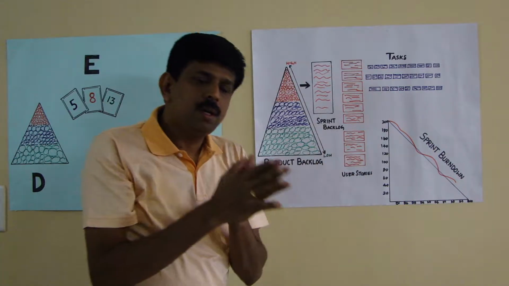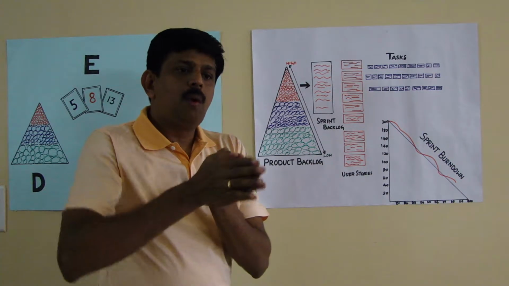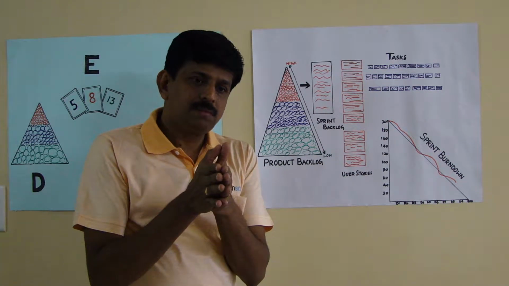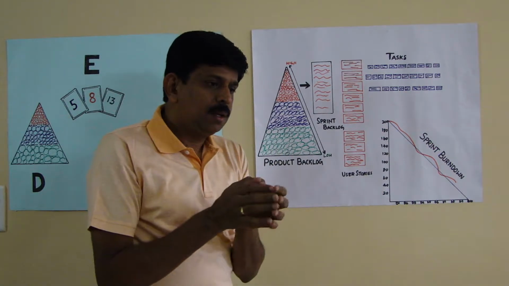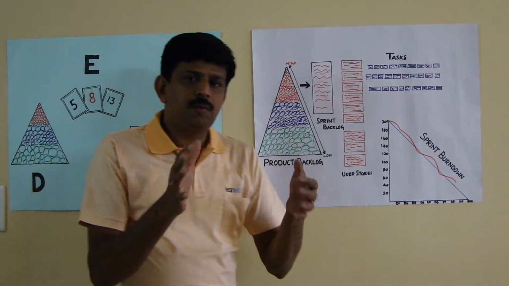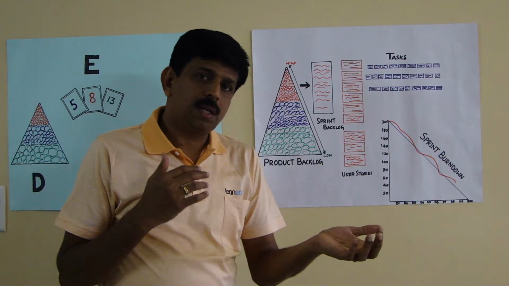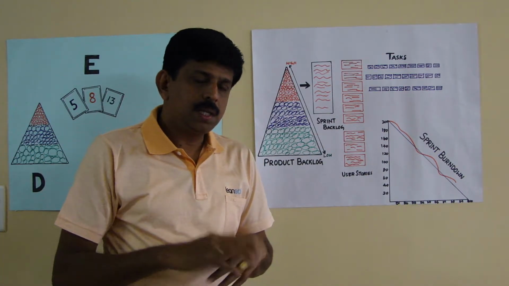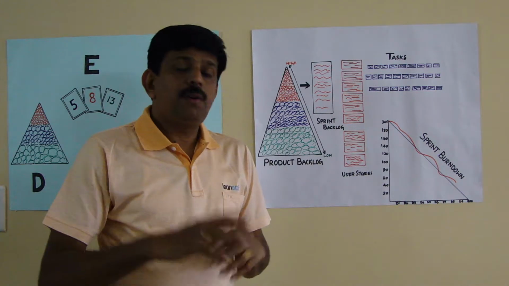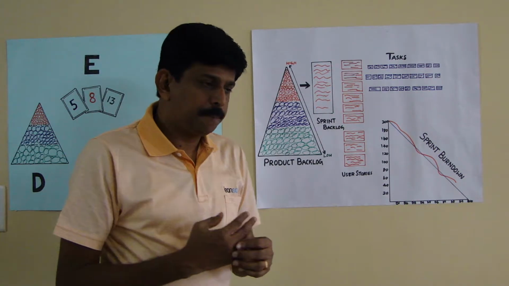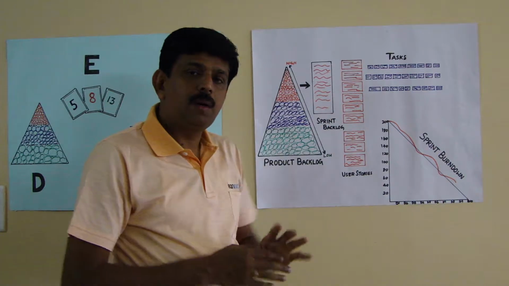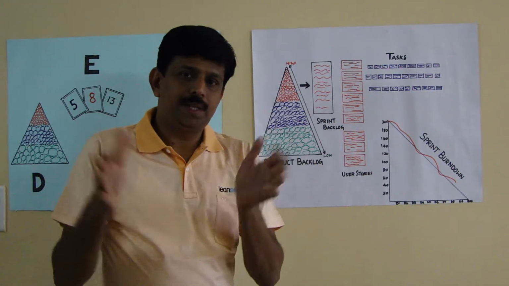What is a sprint backlog? Sprint backlog is what we're going to build in the next one sprint. What is one sprint? A sprint is of length 1 to 4 weeks. The smallest can be 1 week and the largest can be 4 weeks. Let's take an example of a 2-week sprint. Sprint backlog is what we are building in the next 2 weeks.